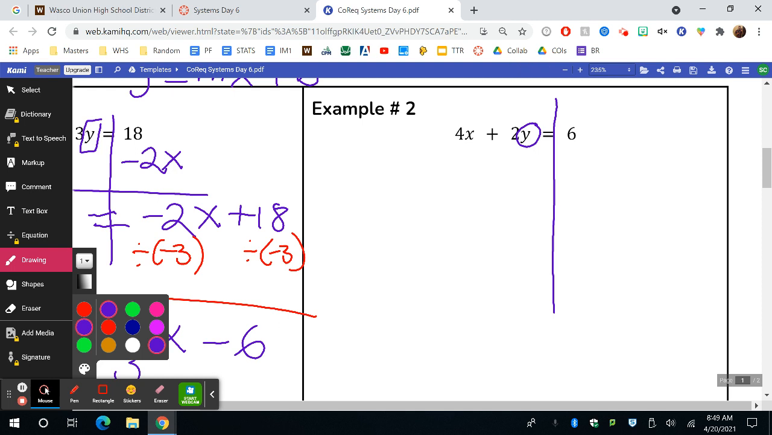So 4x, that one is positive. Okay? Since I don't have a negative in there, that tells me that 4x is positive. So what I'm going to do is subtract 4x from both sides. Okay? Now, when I do that, I have 4x minus 4x. If you remember from last semester, what do we call those two?